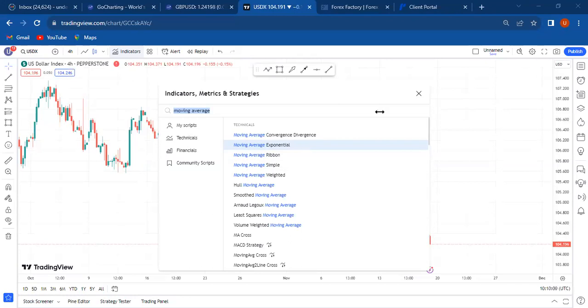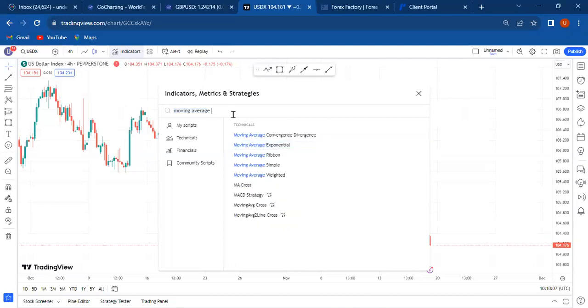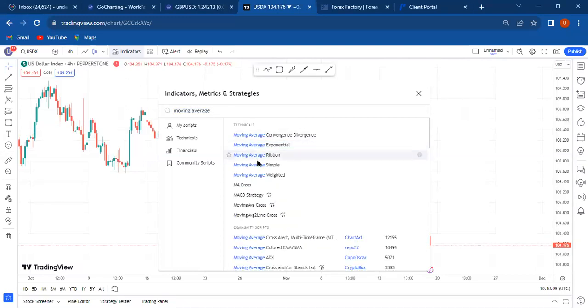Okay, good afternoon, everybody. I'm trying to add a moving average to this chart. And the reason I'm doing that is because I wanted to get something.